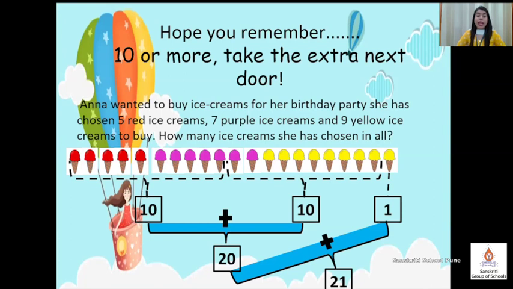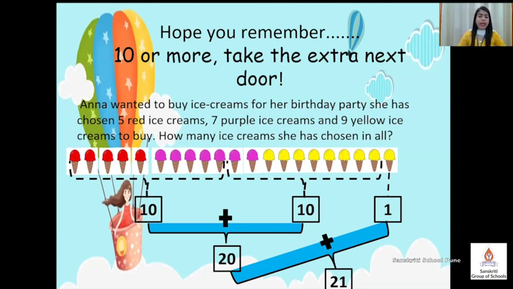When we add the ones place first and if we get a number more than 9, what do we do in that case? We write the right side number under ones and the left side number goes to the tens place. Like if we add 8 plus 2, it becomes 10. So we write 0 ones and 1 ten. So let's see the example which is given here.